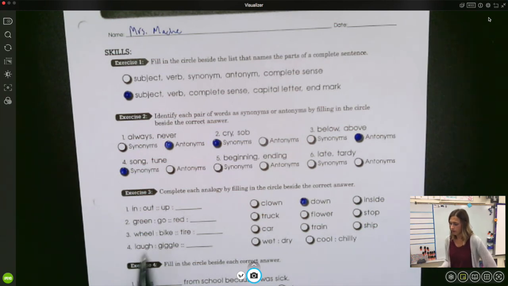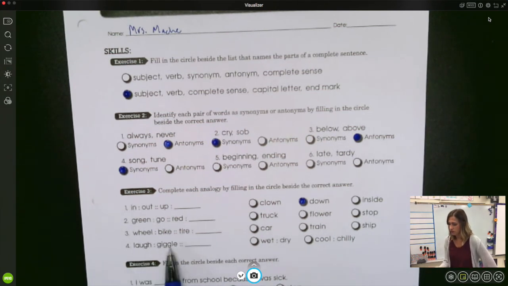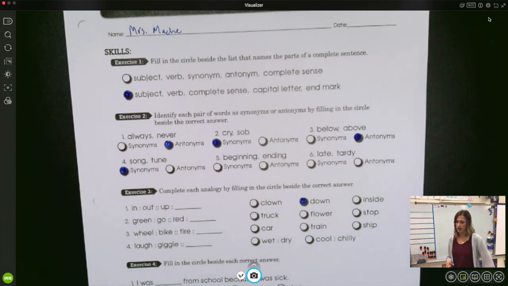Number 4, laugh is to giggle. Laugh and giggle. Are those synonyms, antonyms, part whole? Do they rhyme? Synonyms, right? Laugh and giggle. You could laugh and giggle at the same time. Laugh is to giggle. Which one of these are synonyms? Wet is to dry, or cool is to chilly. Could you be wet and dry at the same time? Could you be cool and chilly at the same time? Which one of those is yes? Whichever one's yes, those are the synonyms. That's the one you need.